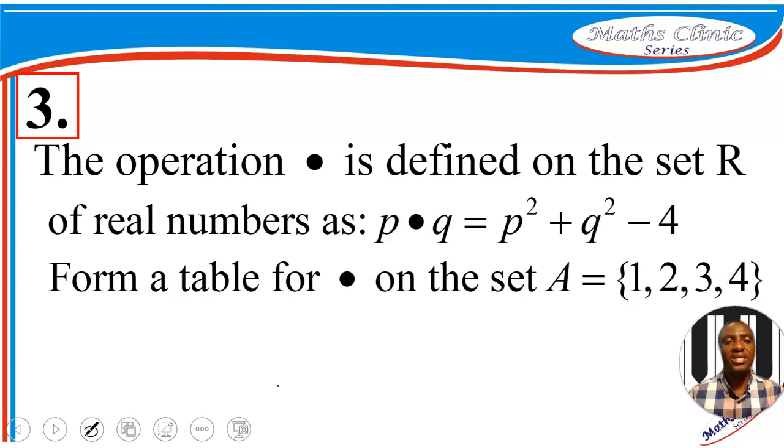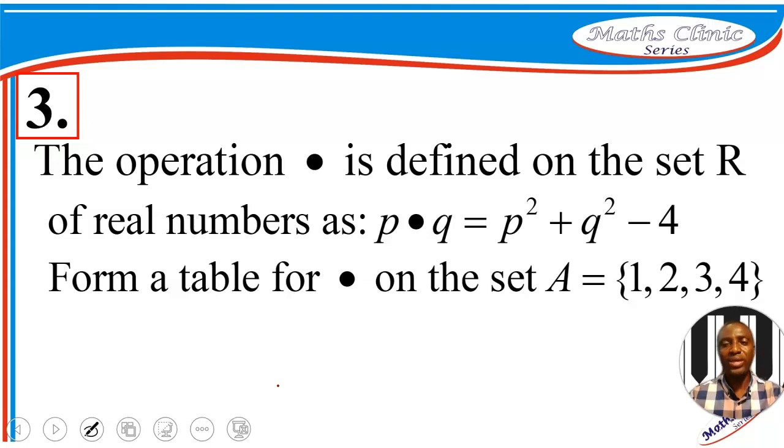Now, the next question here says the operation star is defined on the set R of real numbers as P operation Q as P square plus Q square minus 4. Form a table for the operation on the set A, 1, 2, 3, and 4. I'll walk you through this and you take your time and build it up. Because of time, I don't want any of these lessons to exceed 15 minutes. So we'll try to work within the time.